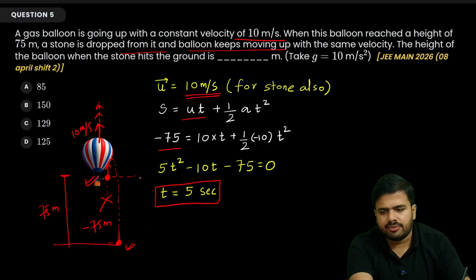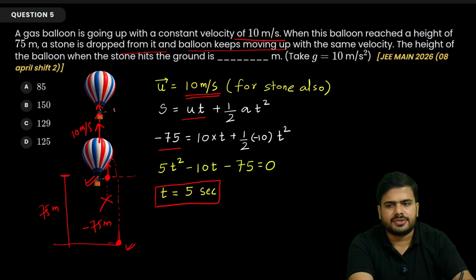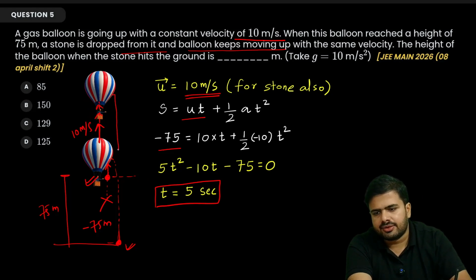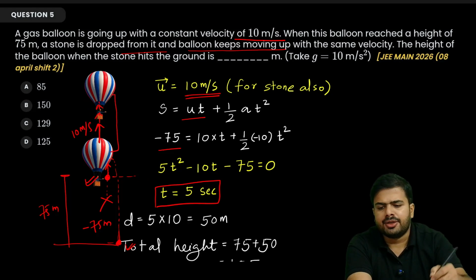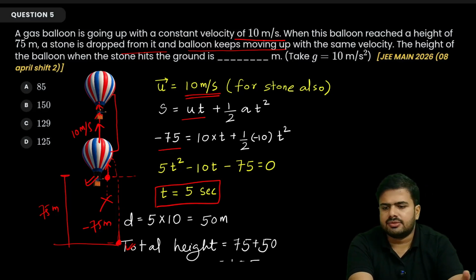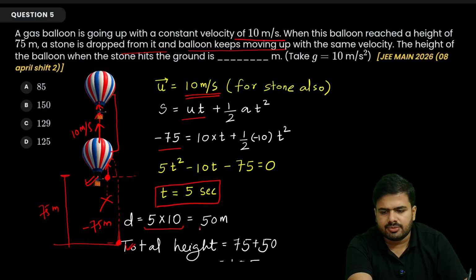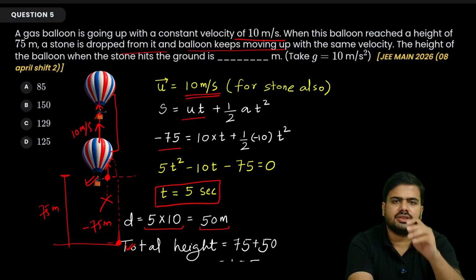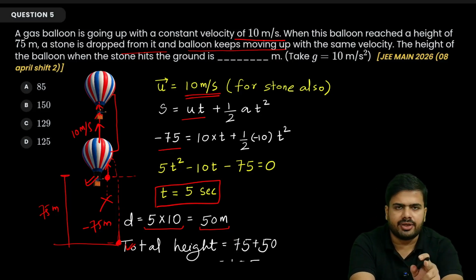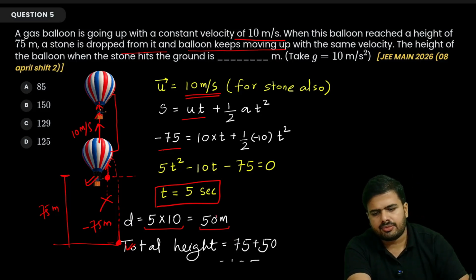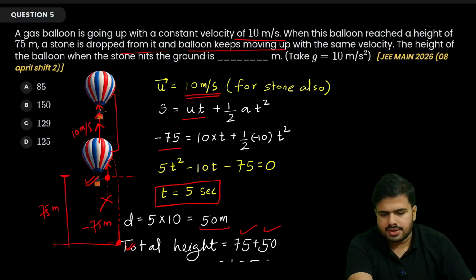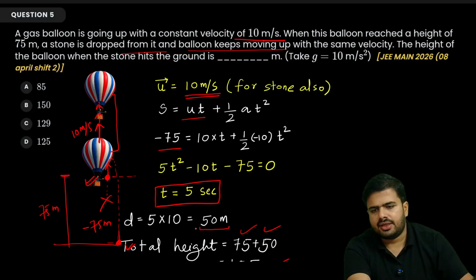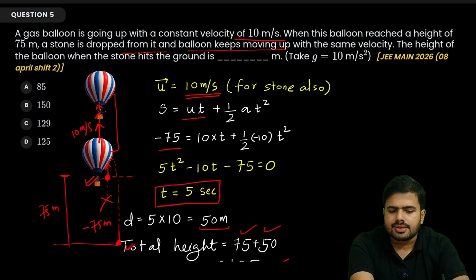Within this 5 seconds, the balloon would have still continued to move up, right? So how much distance would the balloon have continued to move up? Simply, we can say the distance d equals 5 is the time and the speed of the balloon was 10. So it would have still moved by a distance of 50 meter. So total height, how much will it be? Initially, the balloon had moved by 75 meter. From there, the stone was dropped, and now an extra distance of 50. So a total of 125 meter is the height traveled by the balloon. So now this is how we can solve this question easily.